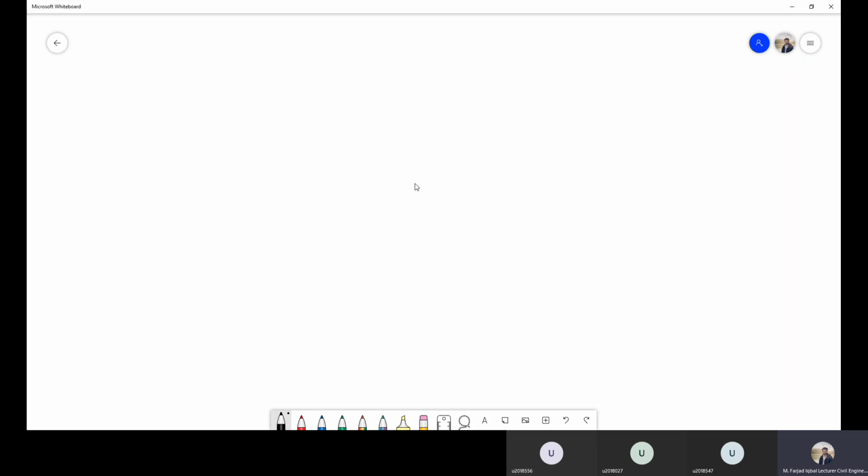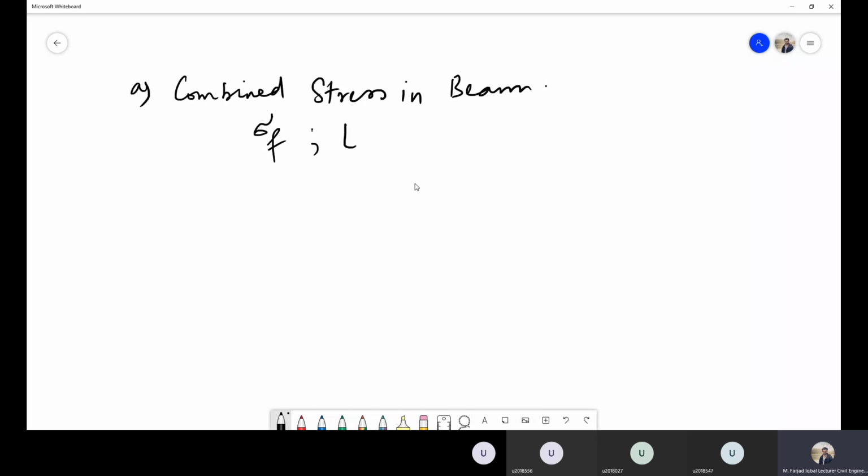As you are aware, this is a two-credit hour course, and the major or broad topics that we are going to study in this course are: the first thing is combined stresses in beam elements. By combined stresses, I mean that you have already studied the flexural stresses, shear stresses, or torsional stresses.